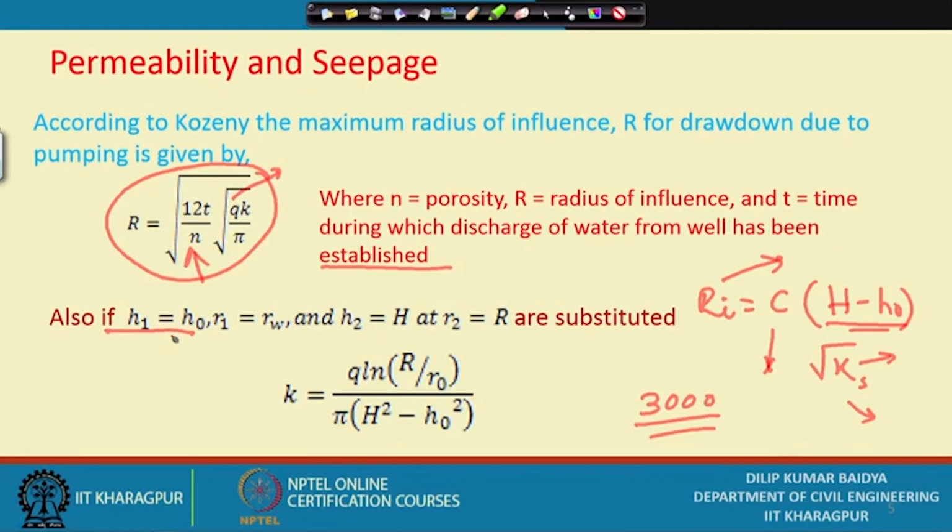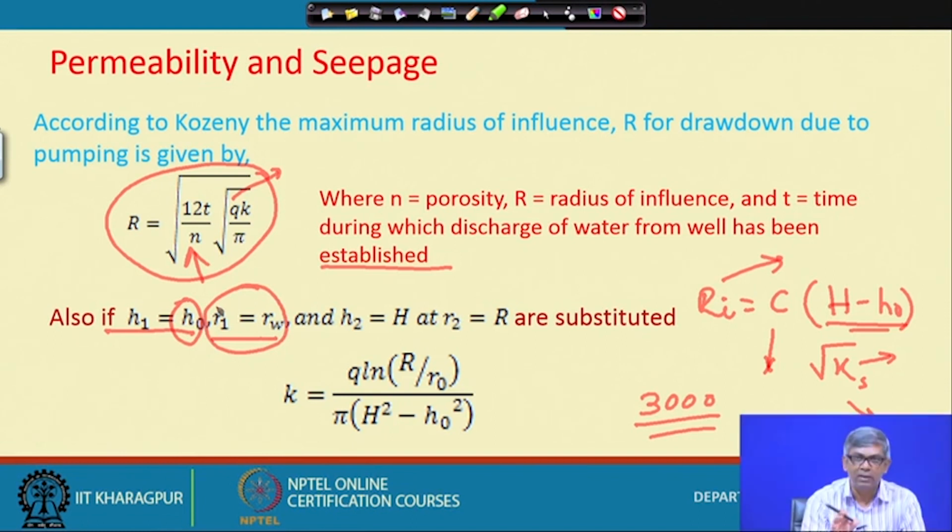You can see H 1 can be considered as H naught, that means the water level in the well, and R 1 equal to R W, that means the first observation well is nothing but the radius of the well. H 2 equal to H, that means for the second observation well, the height of water above the impervious layer, at R 2 equal to R, as substituted. If I substitute these into the equation we developed in the previous slide in the last lecture, we can get this equation.